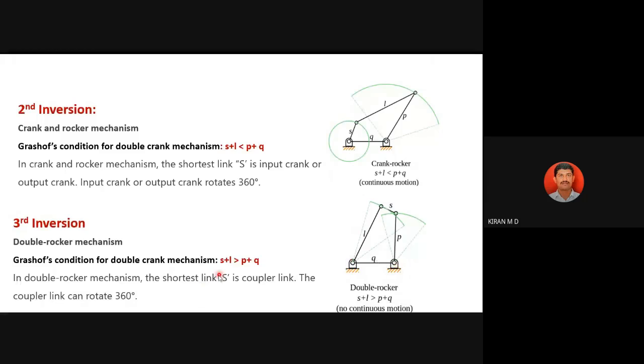Next inversion: we are not going to change the fixed link. We are going to fix either P or Q, which means one of the remaining two links. Instead of the shortest link as the driver, we use the longest link as the driver and the shortest link as the coupler or connecting rod. In that case we obtain the double rocker mechanism. It won't rotate the entire 360 degrees, but it will have some angular motion. That is the reason we call it the double rocker mechanism.